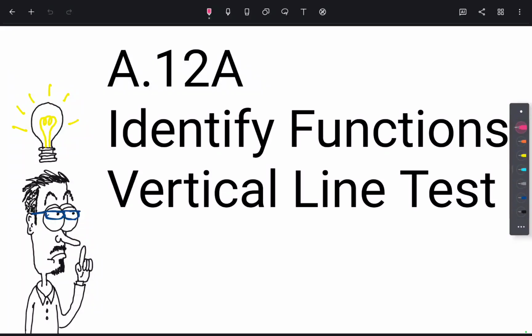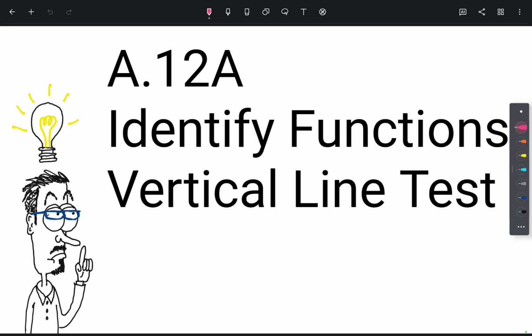Identifying functions with a vertical line test. We already went over if something could be a function by simply identifying it by its coordinates. Are each of the x values having one unique y value? And if any of those x values are repeating, that means we have points stacked on top of each other.